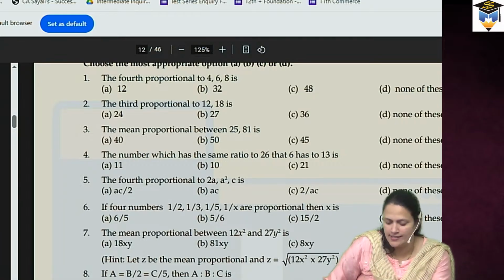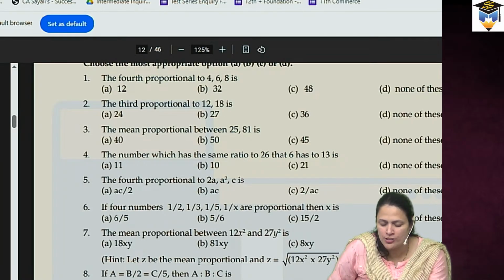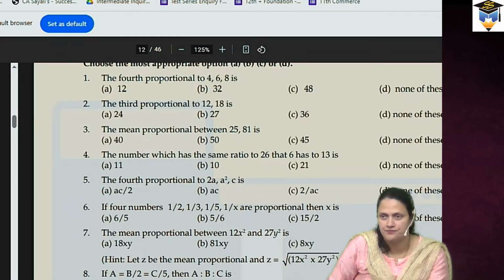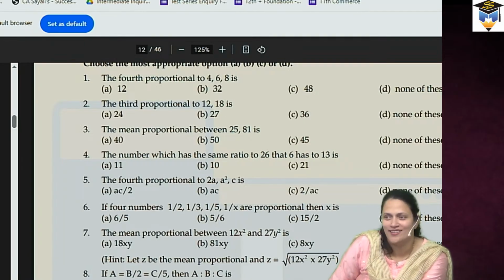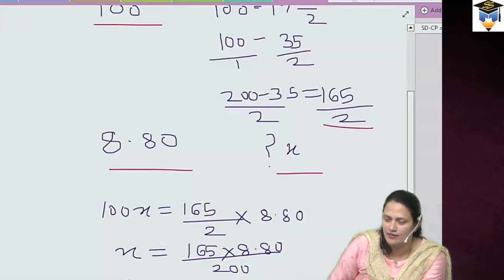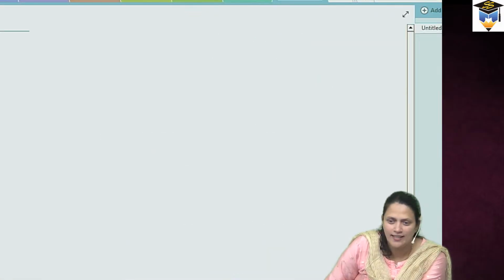First 4 sums to solve. Now, what will the meaning of fourth proportional be? What is the meaning of fourth proportional? X is the fourth proportional. Correct. So 4 upon 6 is equal to 8 upon x. Solve to find out the value of x. This is very easy. I'm not going to solve it. Will you do it?